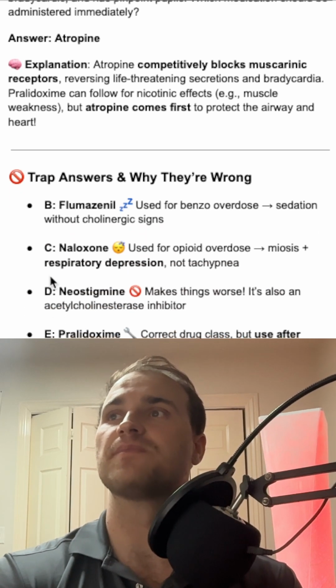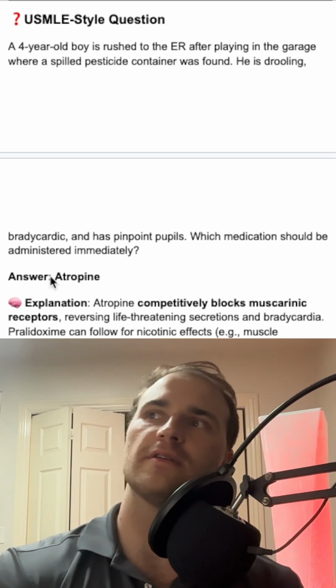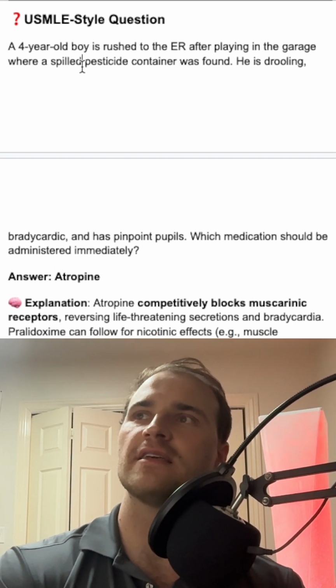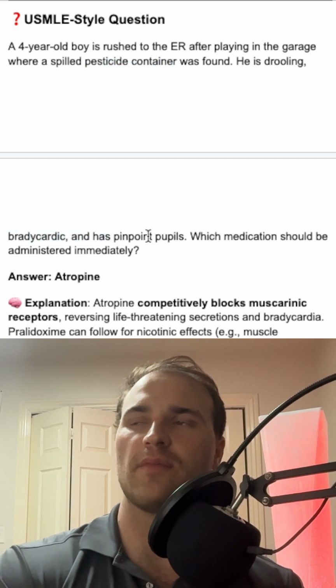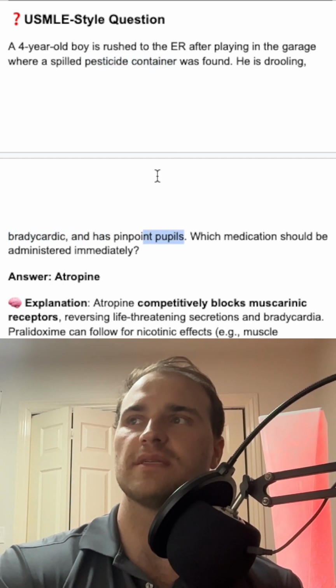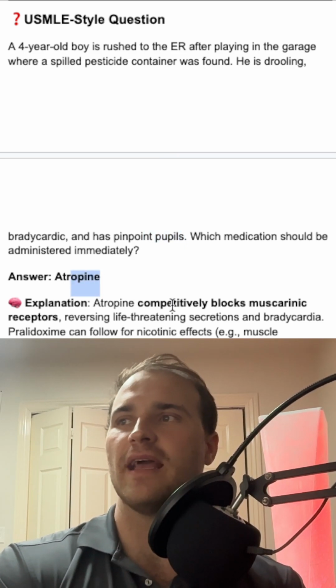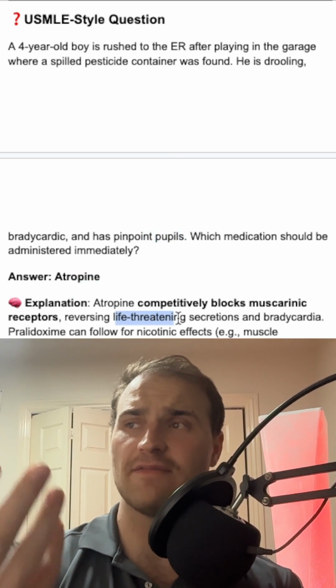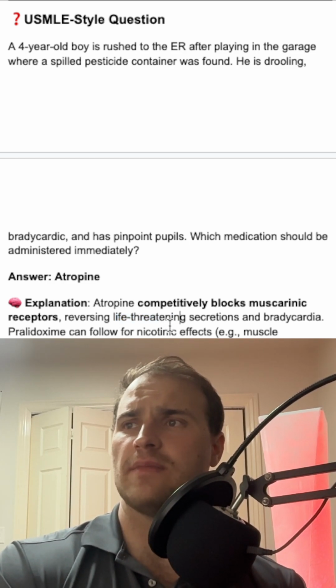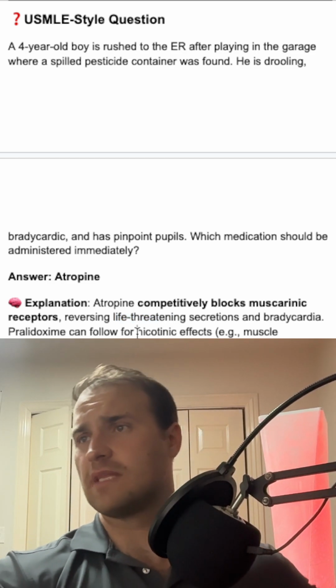So let's dive into this question. So here we have a 4-year-old rushed to the ER after playing in a garage where a spilled pesticide container was found. He's drooling, he's bradycardic, he's got pinpoint pupils, miosis. So we're seeing some DUMBBELS symptoms. So what are you gonna give him? Atropine. We gotta block that muscarinic receptor, and it'll be a life-saving thing here. That's pretty much it. All you need to know.